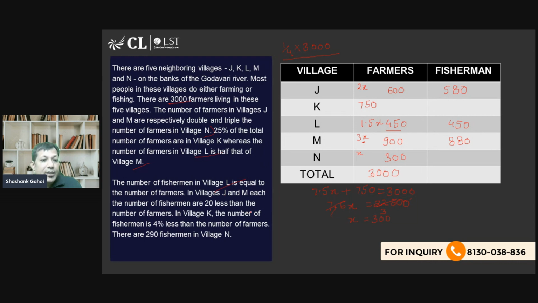In village L, the number of fishermen is 4% less than the number of farmers. Okay, village N, it is 290. So village N is 290, and it is saying 4% less.